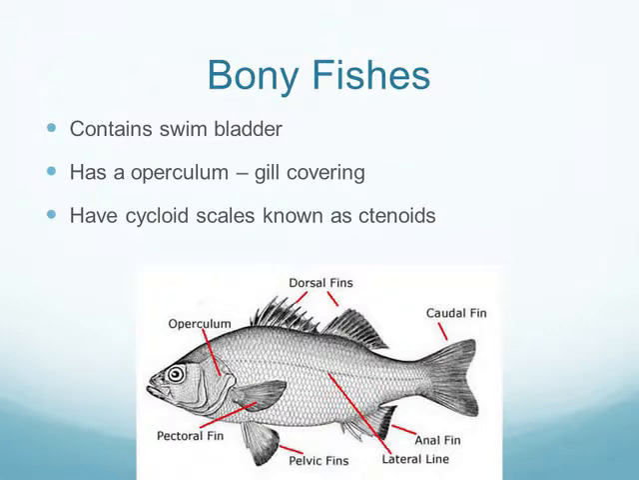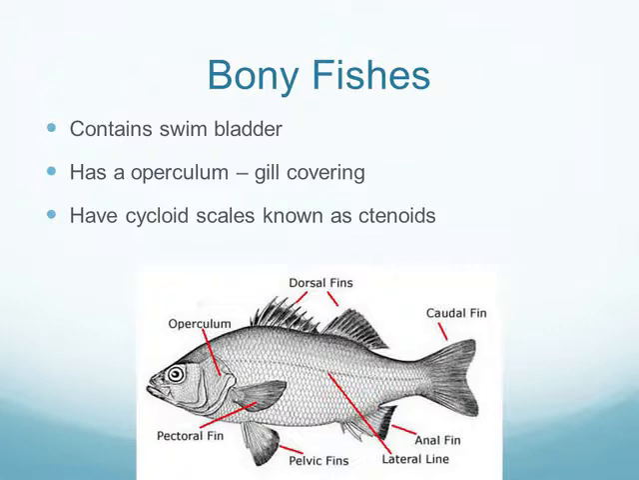So the next type of fish is your bony fishes. So this is what the majority of the fishes are. They contain swim bladders. So unlike sharks, which rely on blubber. No, not blubber. They rely on their caudal fin to give upward lift near their head. And they also use a fatty liver. Okay. Versus bony fishes, which will use a swim bladder.